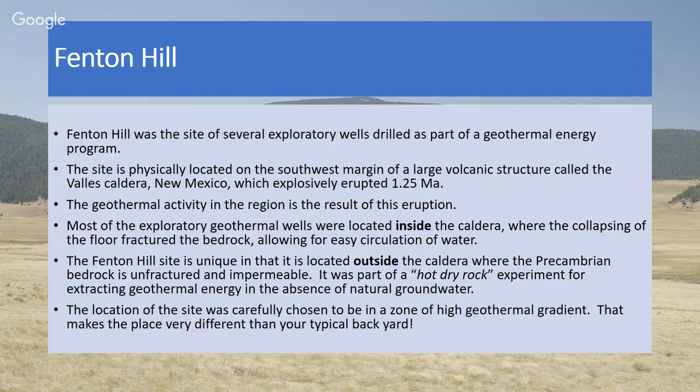So Fenton Hill was part of the hot dry rock program. And it's unique in that it was located outside the caldera, not inside, but outside, where the Precambrian rock wasn't fractured. And that was important because they wanted impermeable rock. Basically, the idea was to drill 2 wells, frack between them, and force water through that to create an artificial hydrothermal system. But you wanted impermeable rock because otherwise you'd have water leaking, you'd pump water in and you'd never get it back out. So they wanted to make sure it was impermeable rock.